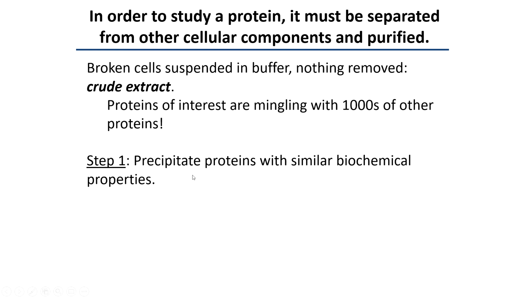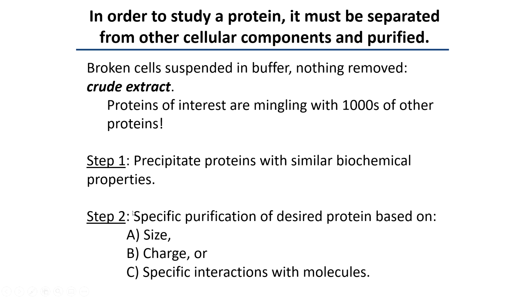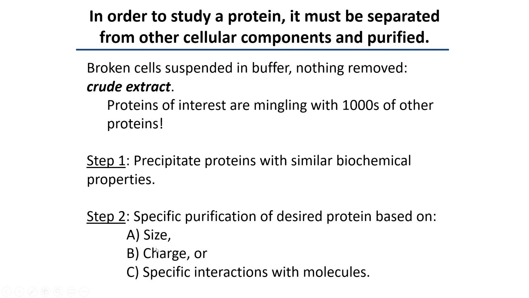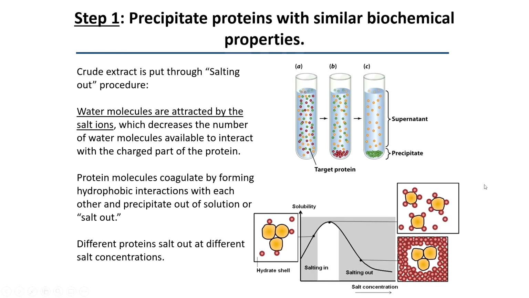So the first step is to precipitate proteins with similar biochemical properties to your protein of interest. The second step will be to use specific purification methods that will isolate out your desired protein based on differences in size, charge, or specific interactions with molecules if it is a protein that binds a ligand. So let's take a look at this first step first, how we precipitate proteins with similar biochemical characteristics.